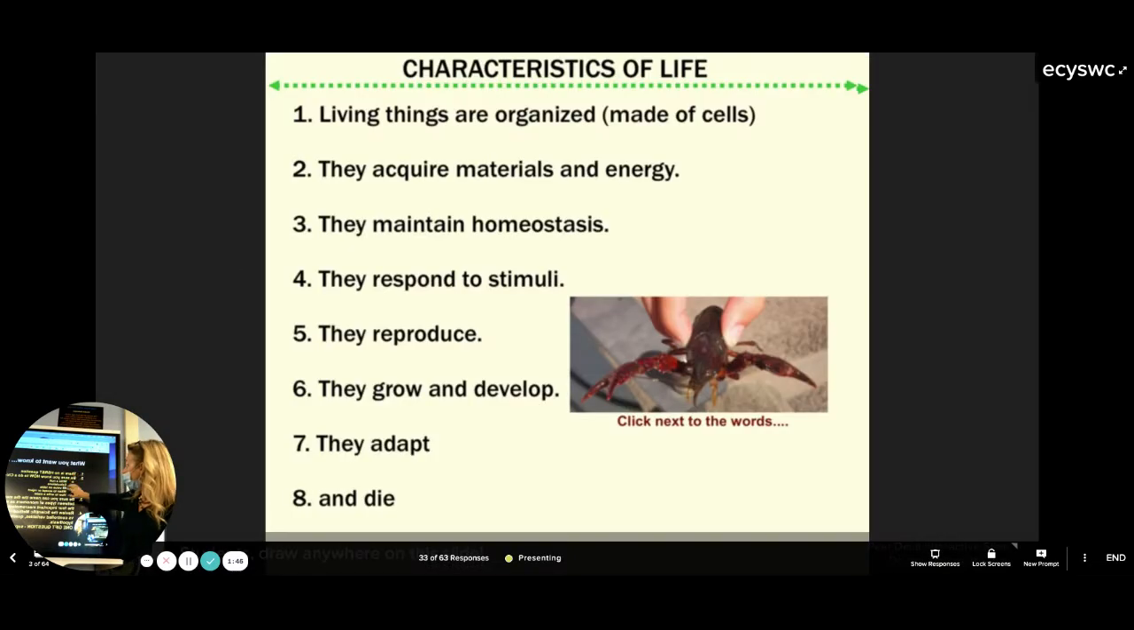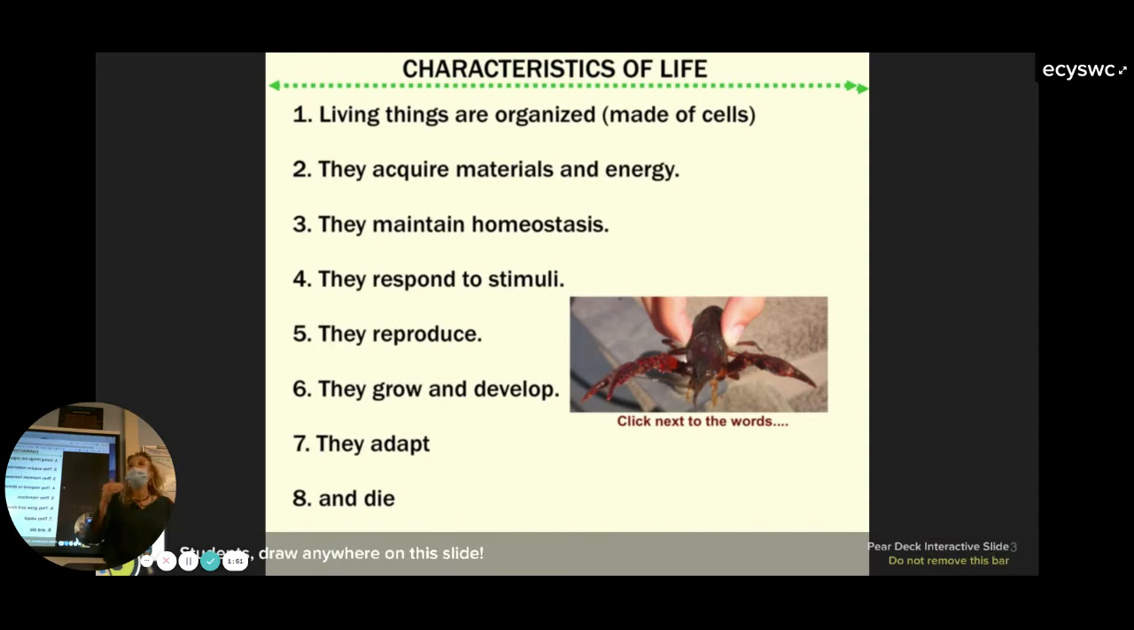Here we go. Characteristics of life. And we're going to do organization. Living things are organized, made of cells. They acquire materials and energy. They maintain homeostasis. They respond to stimuli and reproduce. They grow and develop, and they adapt and die. And when we say living, do that part with me. Living things are organized, made of cells.